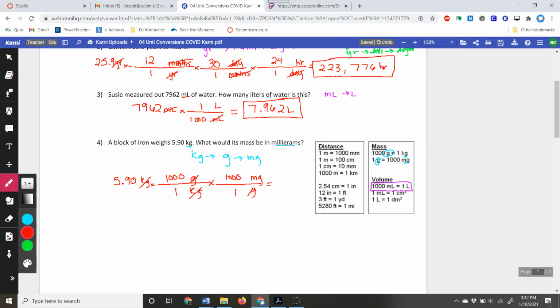So when I get ready to type this into my calculator, notice how all of my values are in the numerator, which is multiplication. So you can type this in your calculator or complete it in your head. We're going to do 5.9 times 1,000 times 1,000. And when you do that, you're going to get a ginormous number. So let's see. You can add some commas in to help you make it a little more understandable: 5,900,000 milligrams. Or your calculator might give it to you in scientific notation.